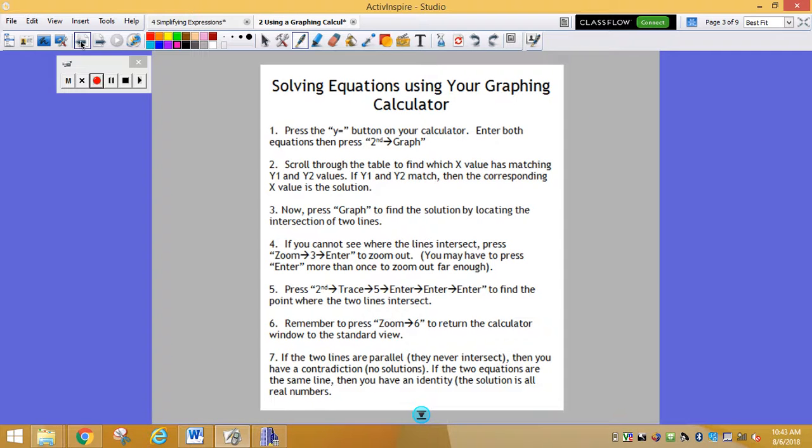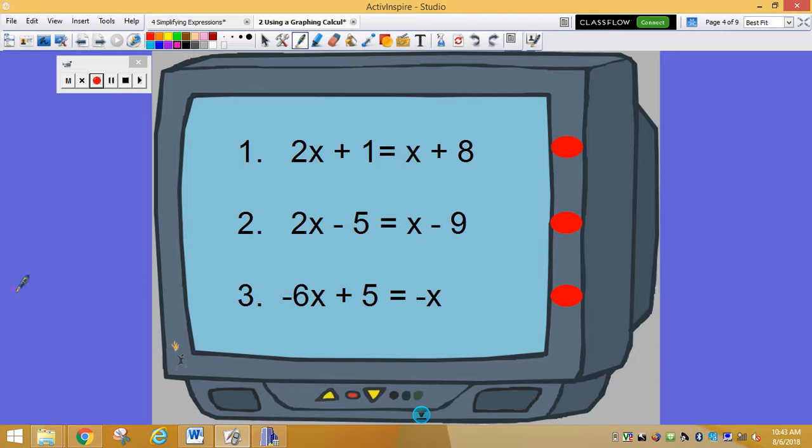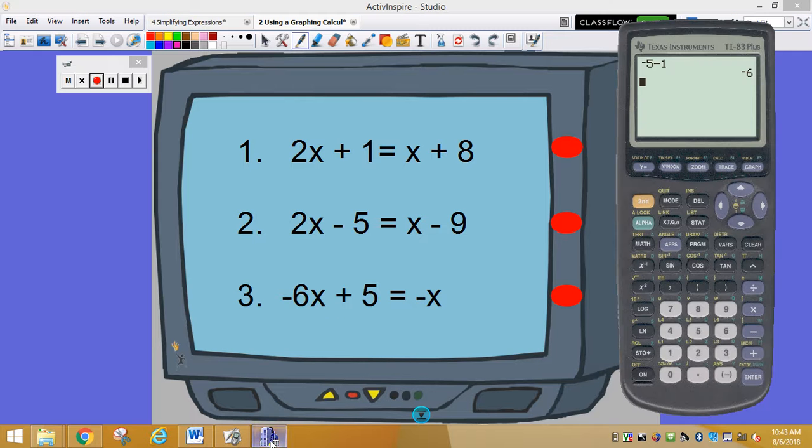All right, let's do some more because I want to, again, the more you do it, the easier it's going to be, okay? These are the directions that I just went through. So let's do number 1. Again, steps you take. Press Y equals. There's stuff written there. We need to clear it out. So I'm going to hit clear. I'm going to hit clear.